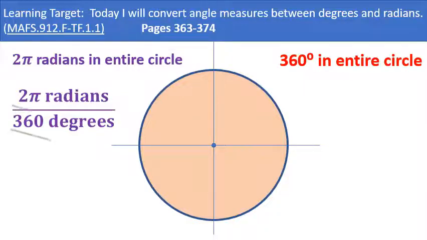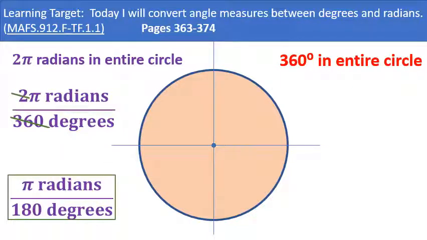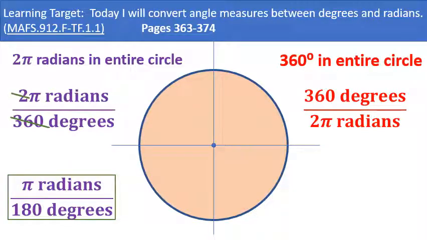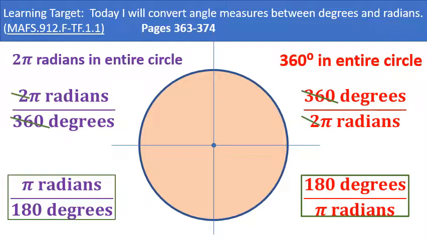But look, we can simplify. Boom. So we would say that pi radians is the same thing as 180 degrees. We can take the same thing from the degrees perspective. We can say there's 360 degrees in 2 pi radians. It's going to simplify. 2 divided by 360. 180 degrees is equal to pi radians. This is going to be our conversion to go back and forth. Okay, now we're ready for the notes.